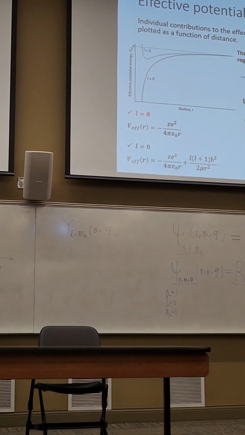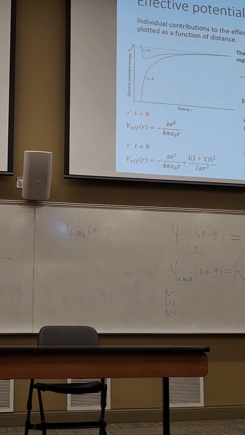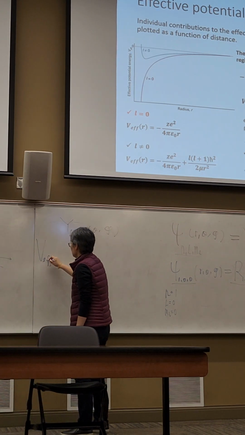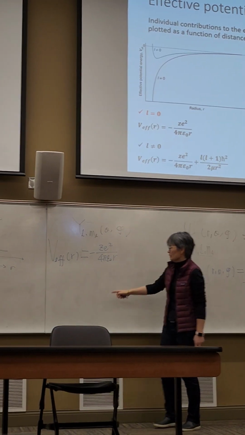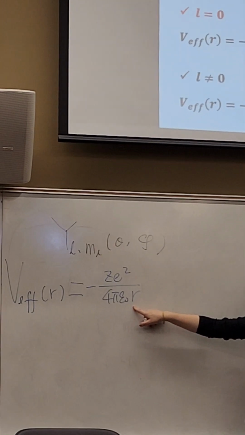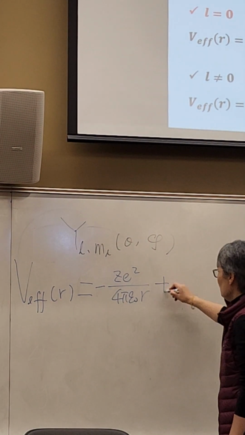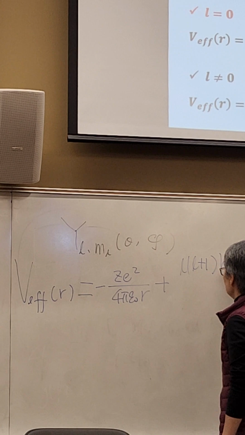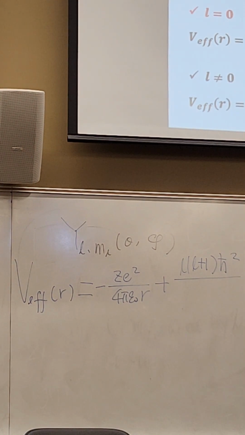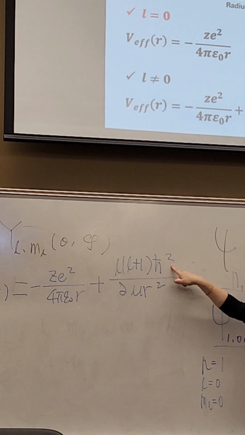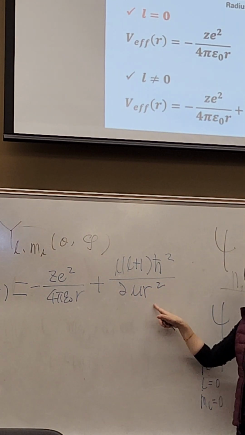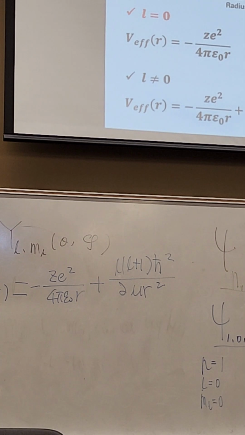So the effective potential depends on the radius. It has two terms. One is the Coulomb potential, that is in terms of the inverse relationship to the radius of the electron to the nucleus. Then the second component is related to the potential energy from the orbiting, which depends on the quantum number l(l+1), h-bar squared over 2 times the reduced mass, and the radius squared, inverse of that relationship.